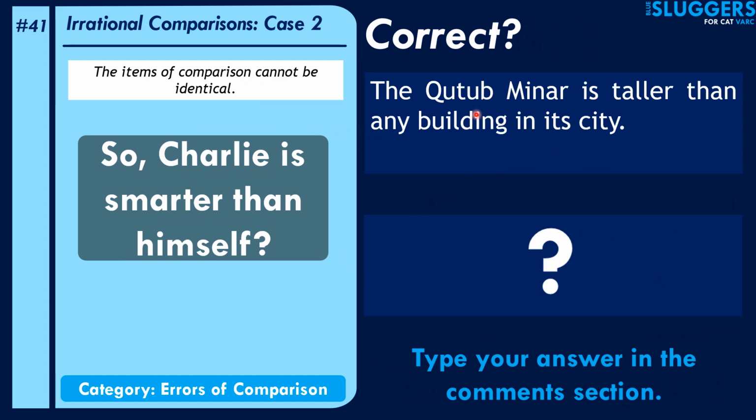Now here's an example for you to try. It says, the Qutub Minar is taller than any building in its city. Now it says its city, right? Anyways, I'm not going to solve this for you. Let me know if the sentence is correct. If not, let me know what should be the correction.